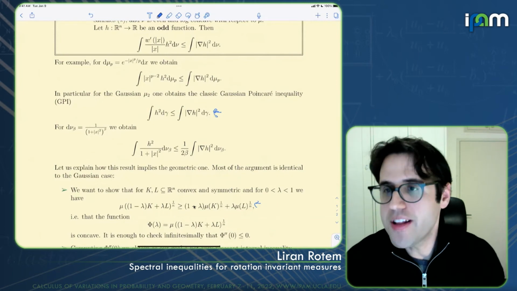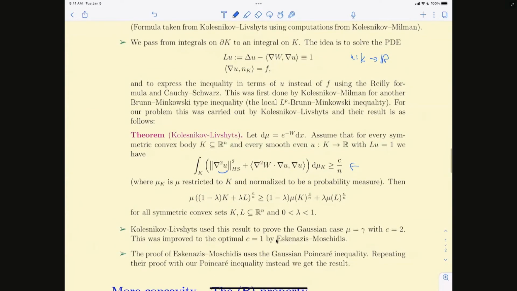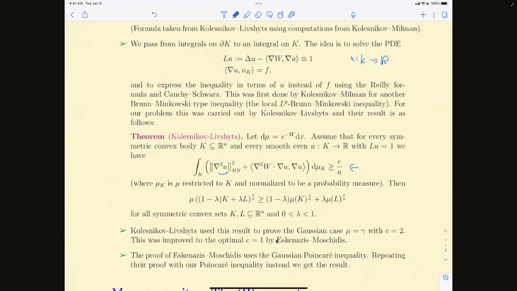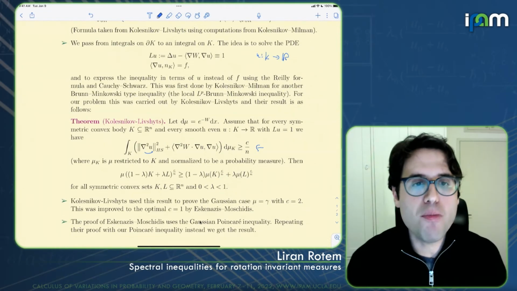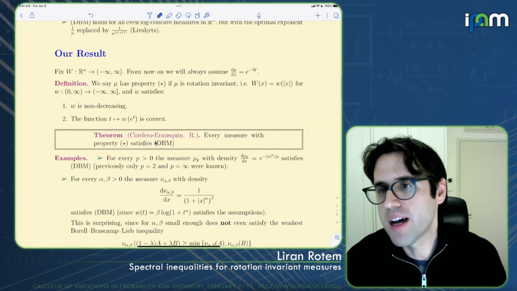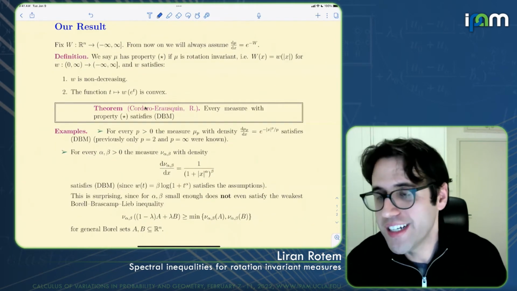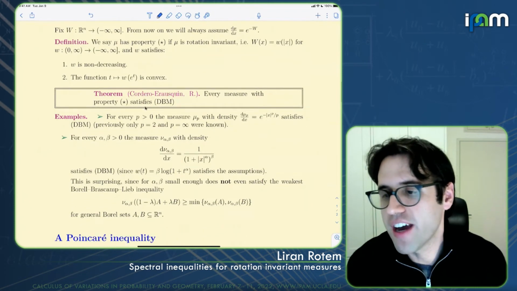So it turns out that if you take the proof and you change very little, you basically do exactly the same. But instead of using the Gaussian Poincaré inequality, you use our weighted inequality, and you prove exactly the result. So basically, our Poincaré inequality, this theorem, implies the geometric theorem, basically using the known Gaussian argument. This is not very, very new.